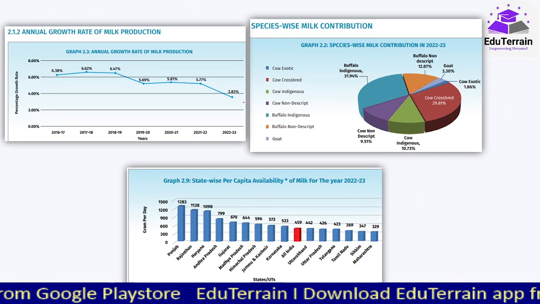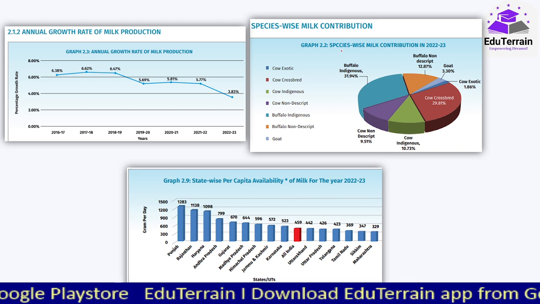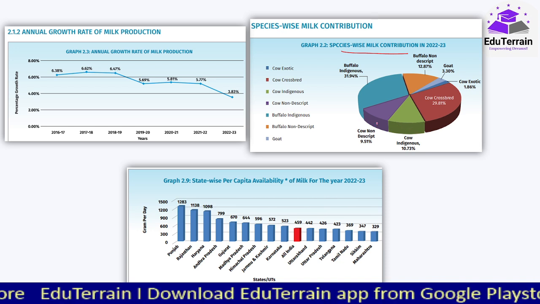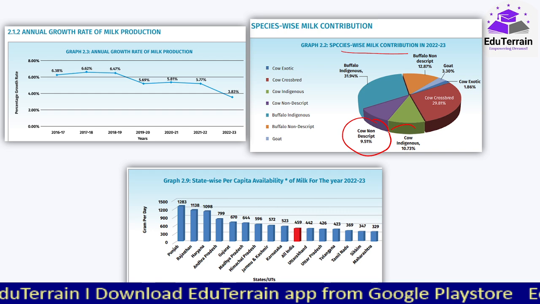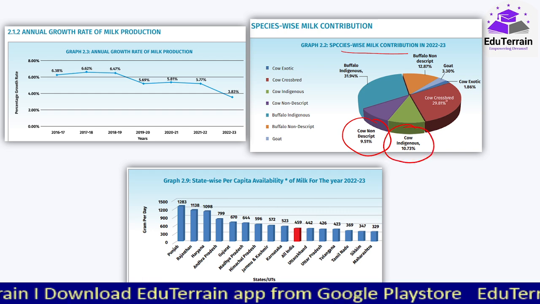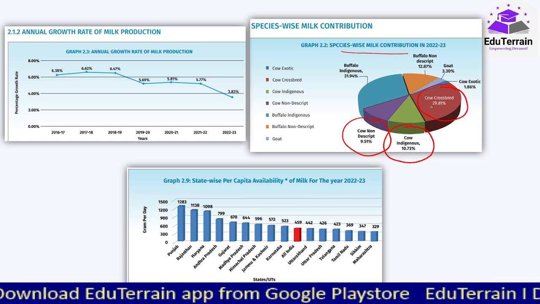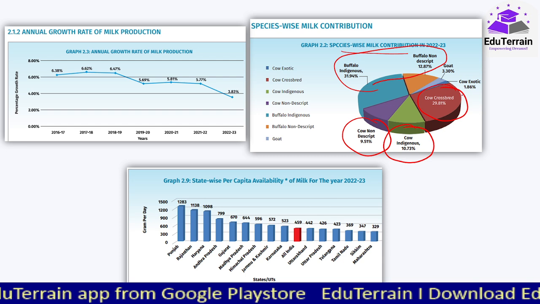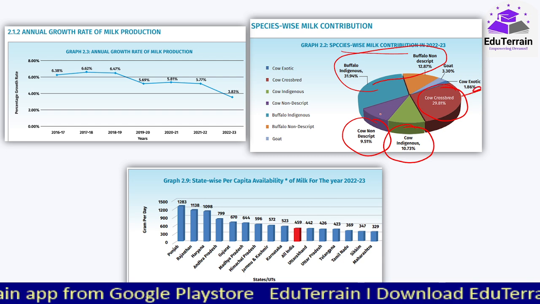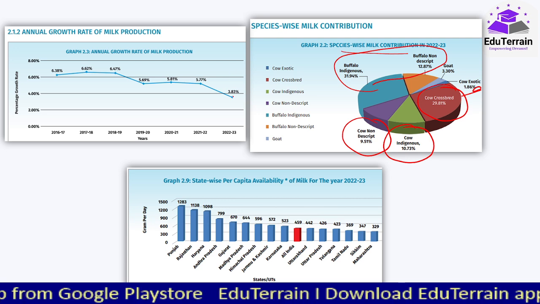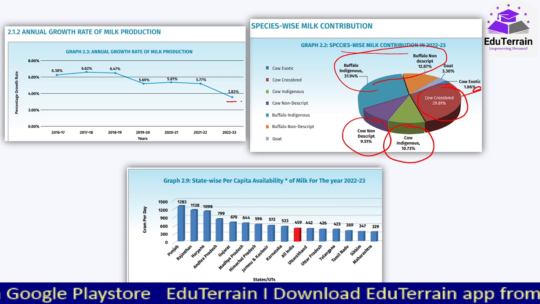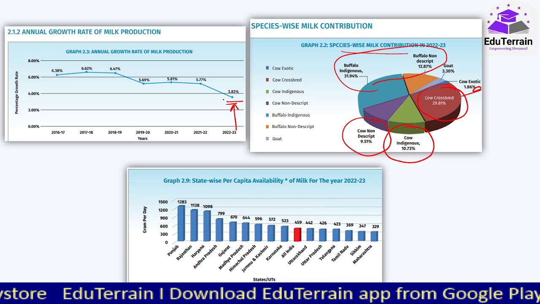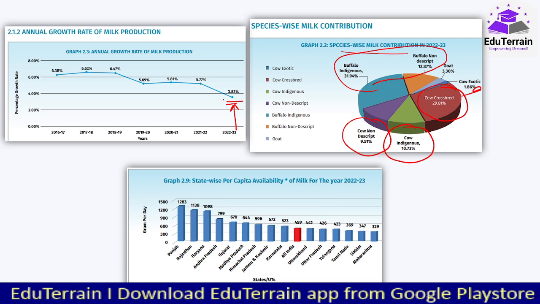As you can see here, when we look at the species wise milk contribution, non-descript cow 9.51%, cow indigenous 10.73, crossbreed 29.81, and this is of buffalo. Okay, and this is of cow exotic. And if we look at the annual growth rate of milk production, it has little bit decreased. The reason behind this is एक lumpy skin disease आया था, उसकी वजह से थोड़ा सा productivity पे फर्क पड़ा.